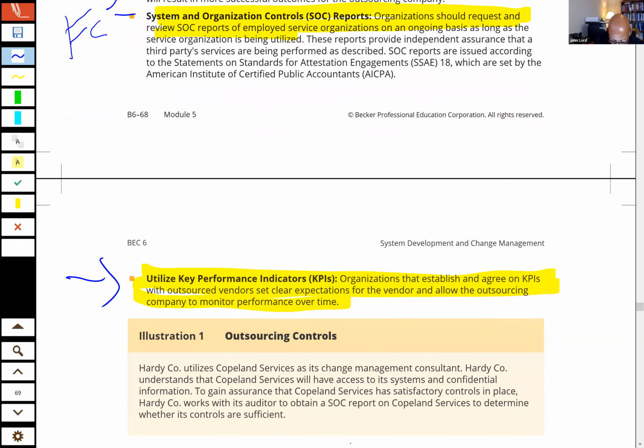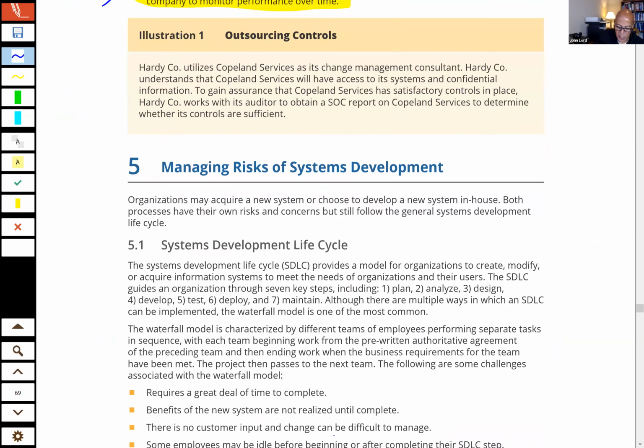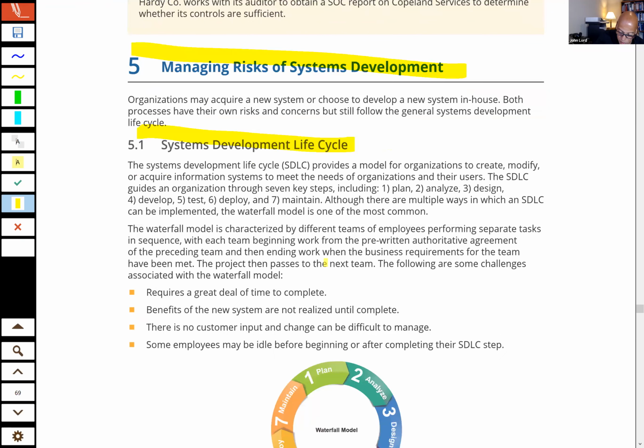Okay, good. Let's go ahead and take a look at managing risk now of system development. So now we're into the system development life cycle. This is a little different than just having a system that you're making changes to. This is more from the ground up as you go through the different steps. You can see here that we will plan, analyze, design, develop, test, deploy, and then maintain.